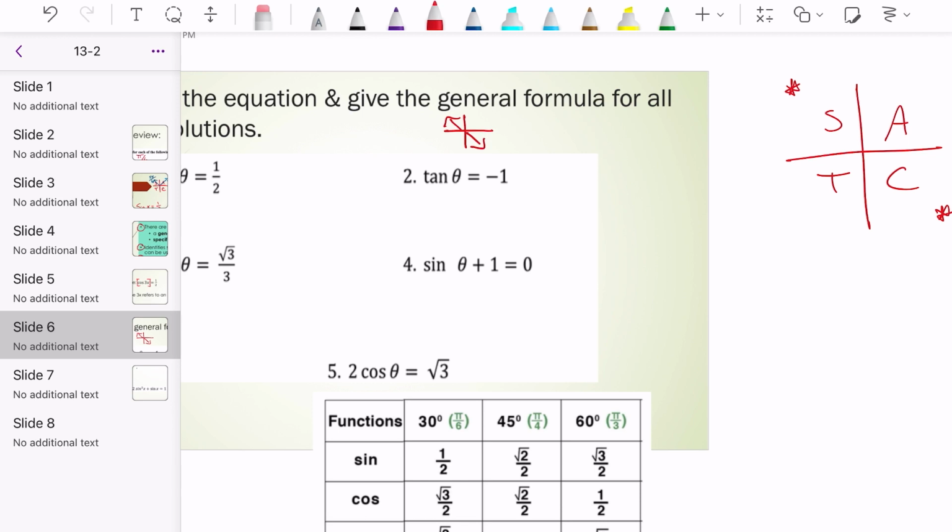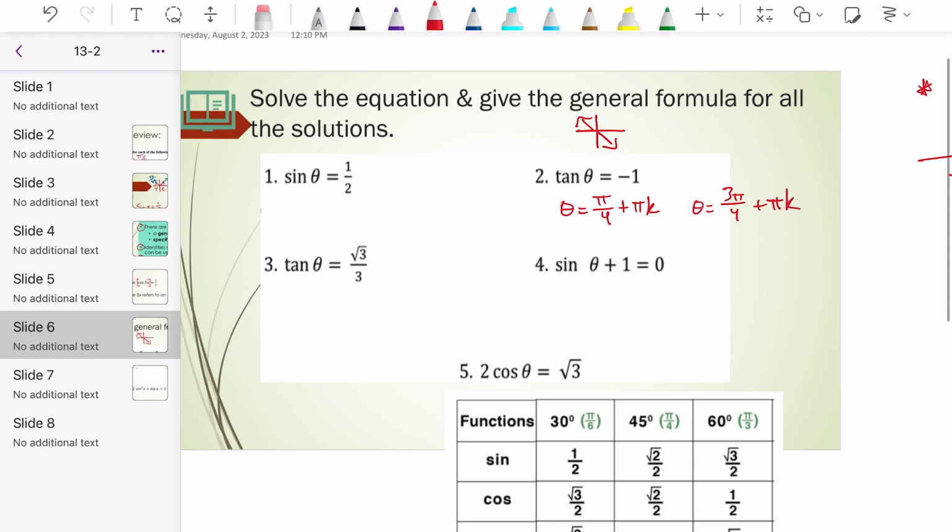Now, tangent of theta would be -1 in 2 locations. We're going to end up with that occurring at pi over 4 plus pi k, and theta would also be equal to 3 pi over 4 plus pi k. Remember, the pi k occurs because it is tangent. If it was sine or cosine, we would have 2 pi k.